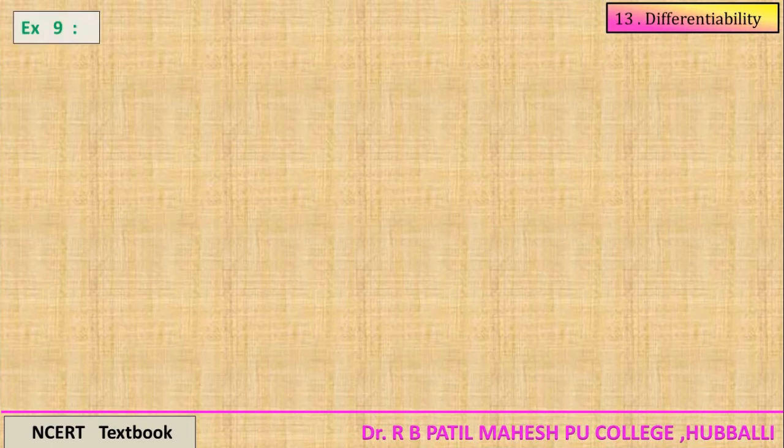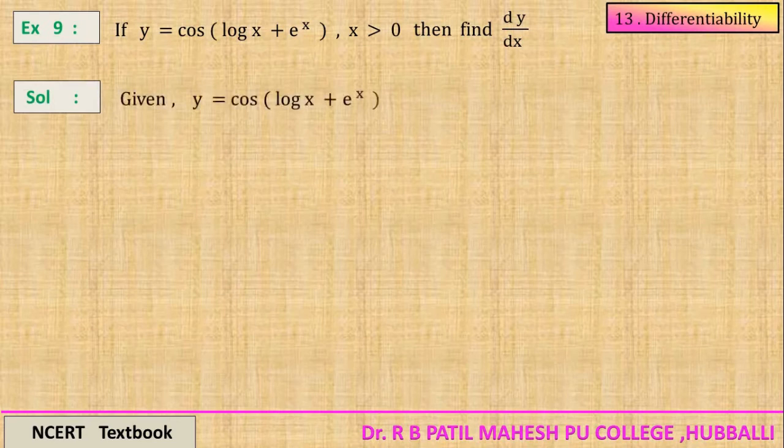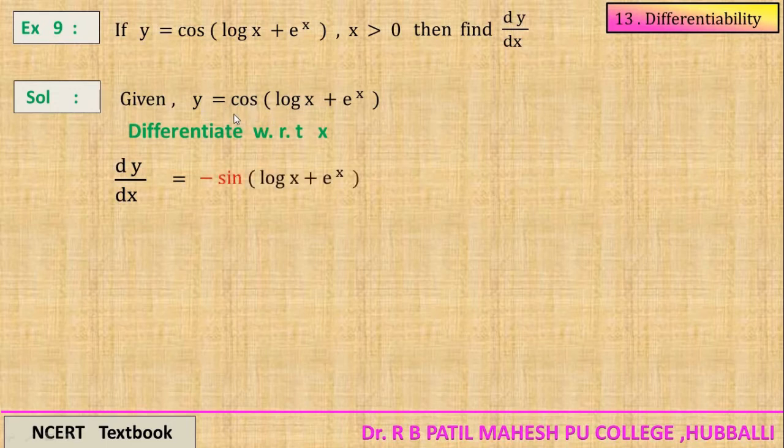Next example, if y is equal to cos of log x plus e raised to x, x is greater than 0, then find dy by dx. It is also a trigonometric composite function. Given y is equal to cos of log x plus e raised to x, differentiate, dy by dx is equal to, okay, first you have to write the derivative for cos, that is minus sine, same function, variable same, and d by dx of the variable, that is log x plus e raised to x.